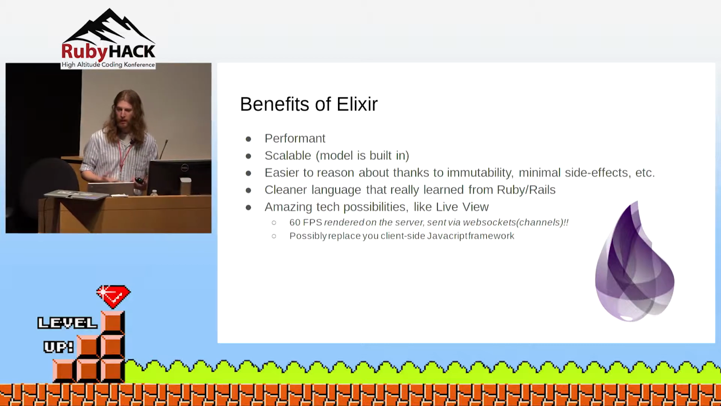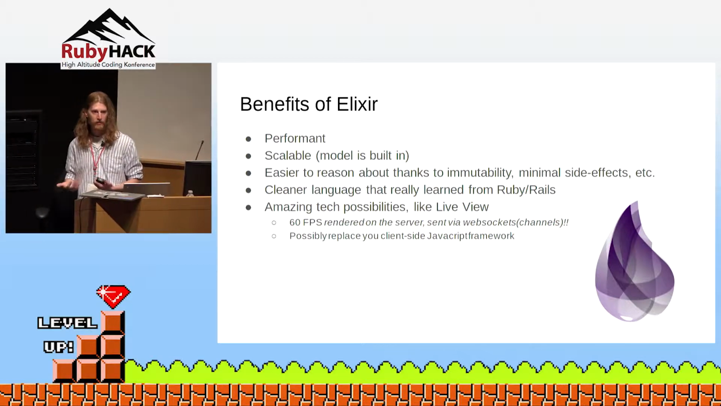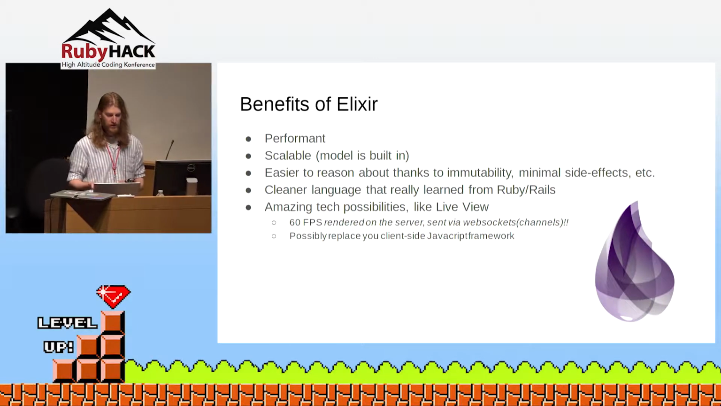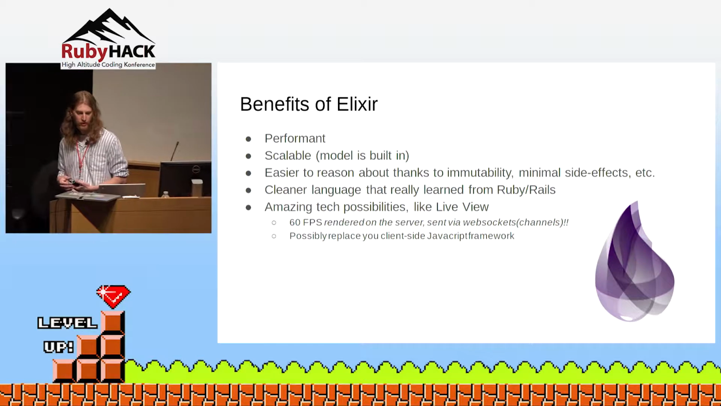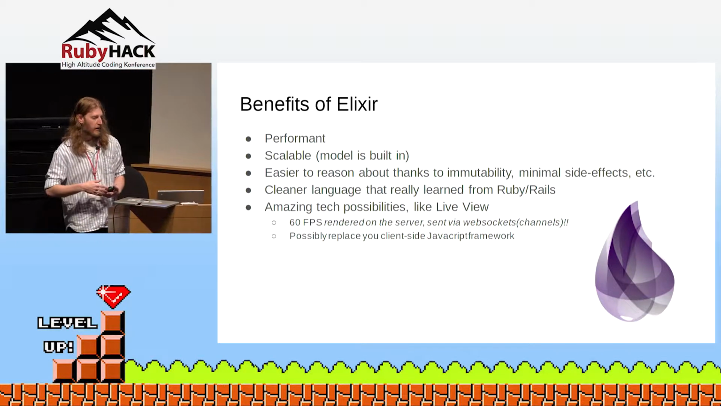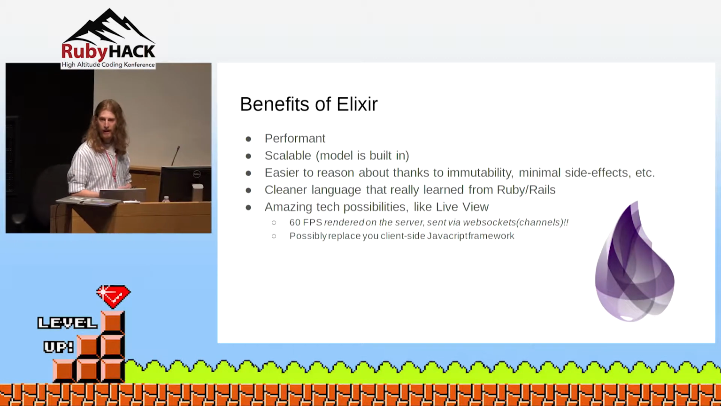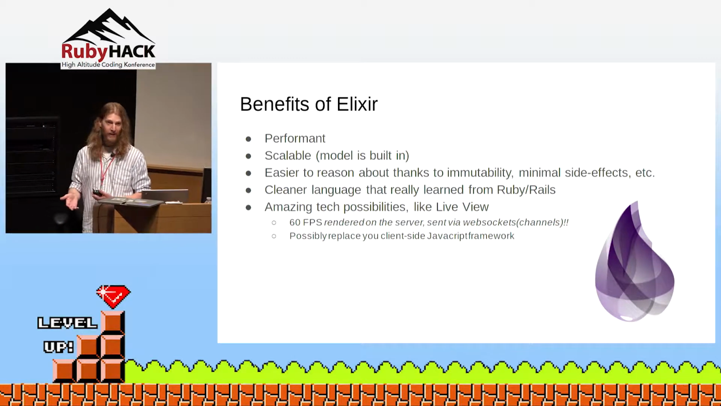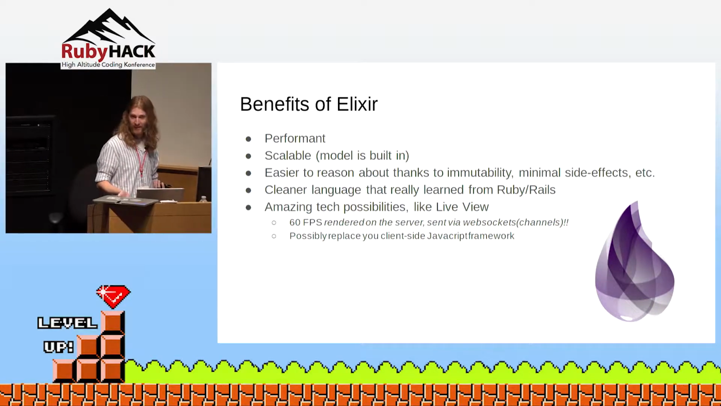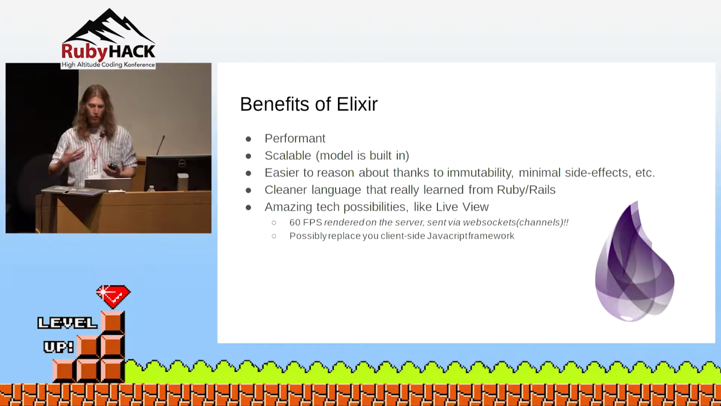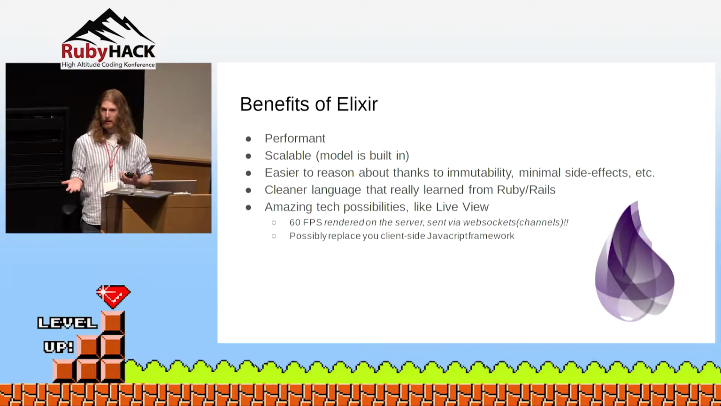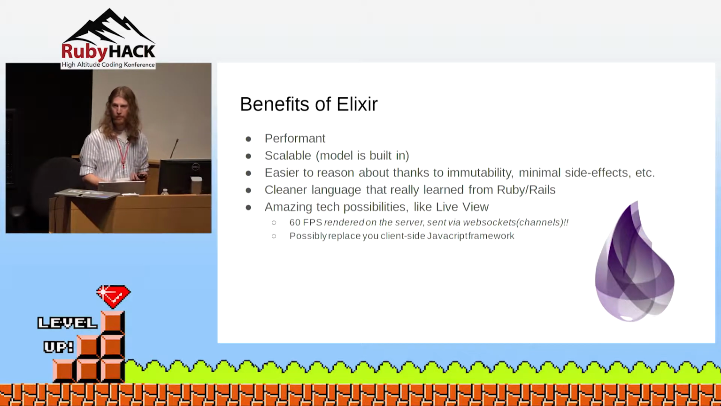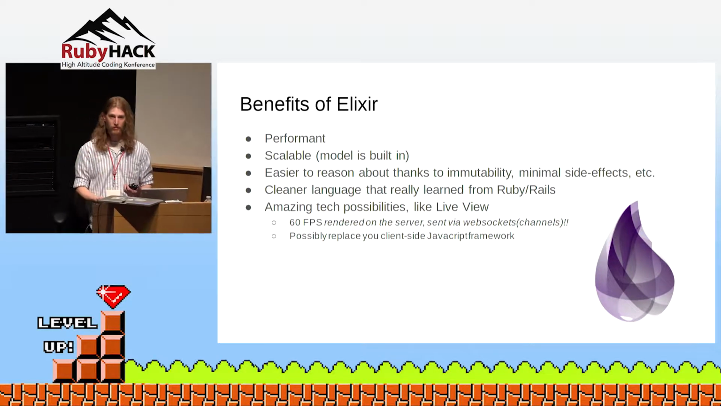But there's some amazing tech possibilities that Elixir and Phoenix will essentially give you for free. Things like LiveView. If you guys haven't heard of that, this was demoed last year at ElixirConf by Chris McCord, who's the guy that wrote Phoenix. And he demoed 60 frames per second animation being rendered on the server. Rendered on the server. To say that twice for effect. It's amazing. One of the implications of this is that it's still early days, but there's plenty of proofs of concept out there. You could potentially replace your client-side JavaScript framework with server-side rendering in Elixir.